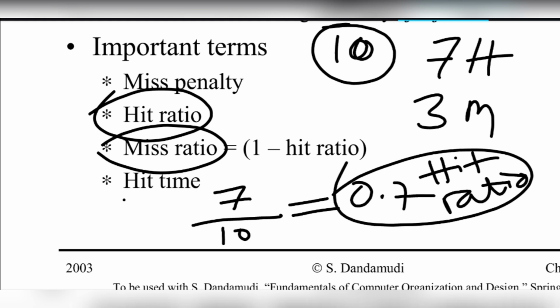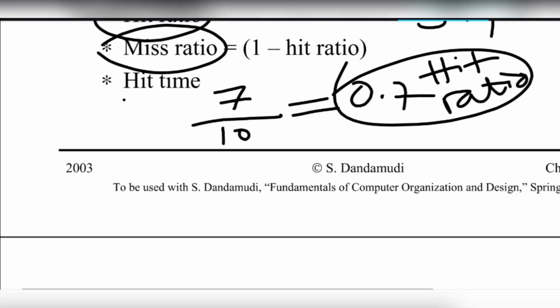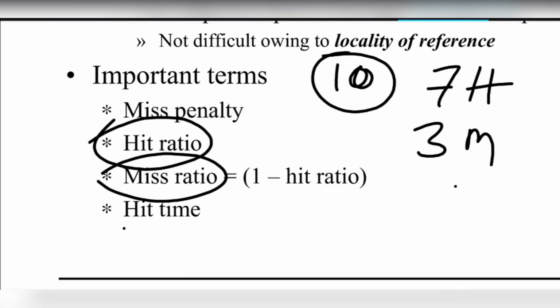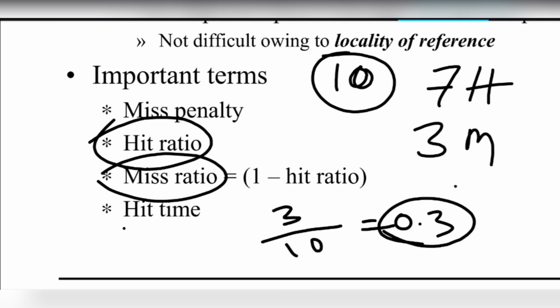Okay, and like that, if I am trying to calculate our miss ratio, then I also can calculate. How can we calculate our miss ratio? 3 by 10 is equal to 0.3. Yes, our miss ratio.